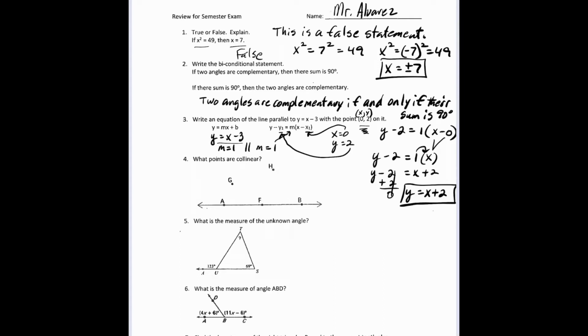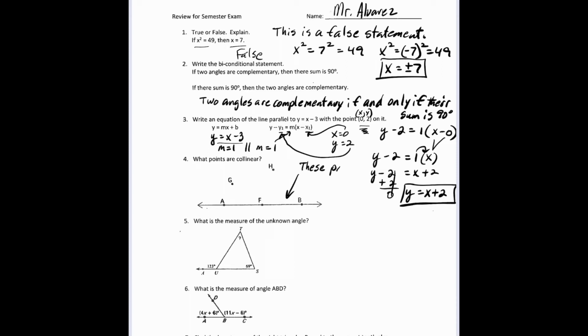Okay, next problem. What points are collinear? Now, what does collinear mean? Well, collinear means it is on the same line. This line is the only line that's showing. We have G and H that are basically out in space, and this line going in both the left and the right directions has these points A, F, and B.